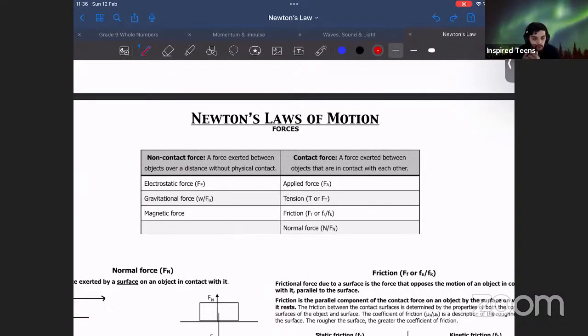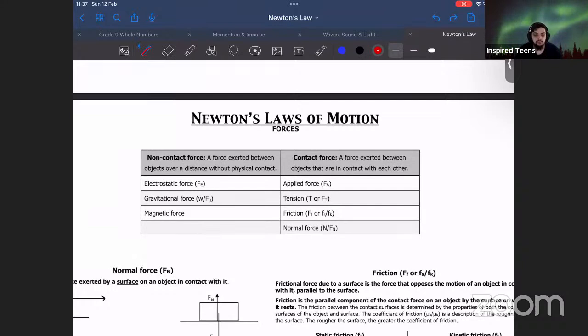So we have non-contact forces and we have contact forces. A non-contact force is a force exerted between objects over a distance without physical connection. So an obvious example could be magnets. Magnets could influence one another without being in physical contact. We have electrostatic force as well as gravitational force. When we are on Earth, there's no string that's pulling us down. We're just under the influence of gravity. So we always experience that gravitational force even without contact to anything.